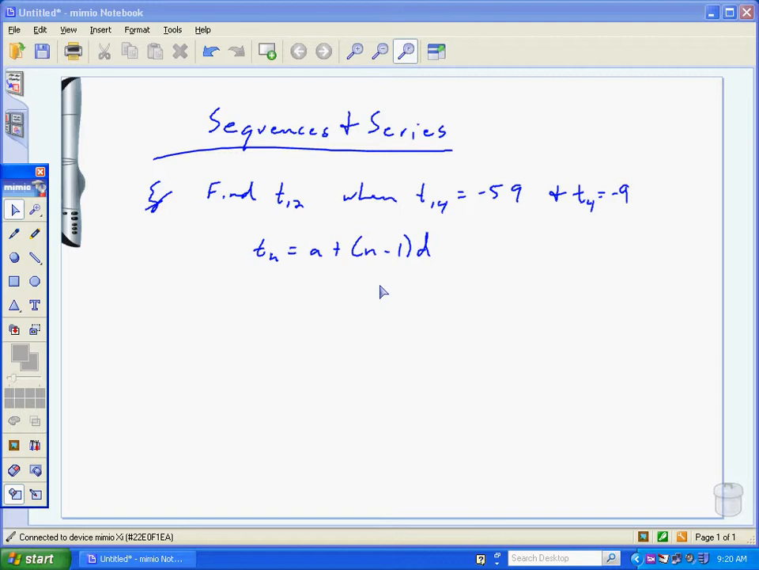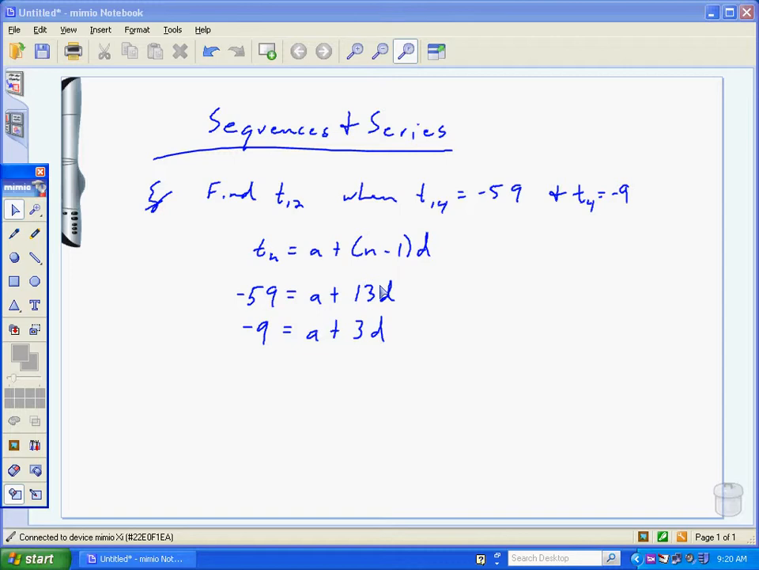The nth term here, negative 59, is equal to, we don't know what a is, plus n is 14, so 14 minus 1 is 13d. Perfect. And if I do the second, same thing with the second set of information they give us, the negative 9 is equal to a plus 4 minus 1 is 3d, right?